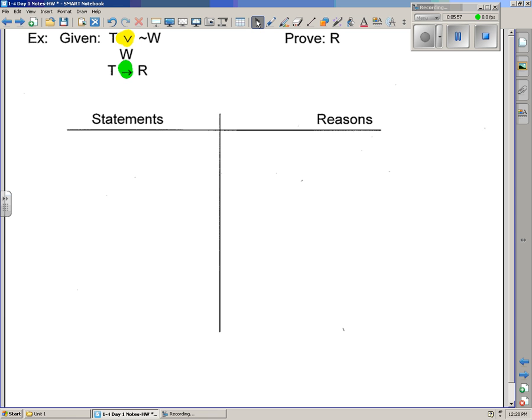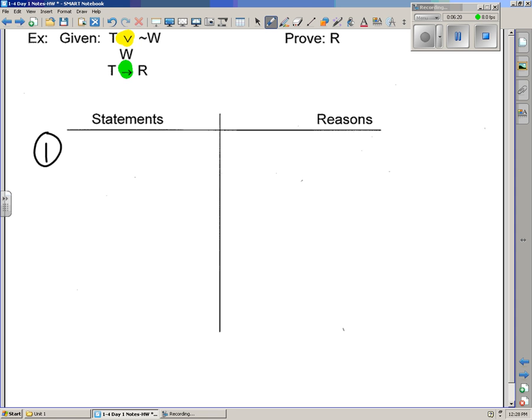If you start playing the game about where do I start from, the letter R in the proof joins to the letter R in the given. The letter R in the given is attached to the T. The other T in the given goes up top to the first given. That letter T is attached to a negate W, and finally you get down to the single letter W. That's probably where you want to start, that single letter.